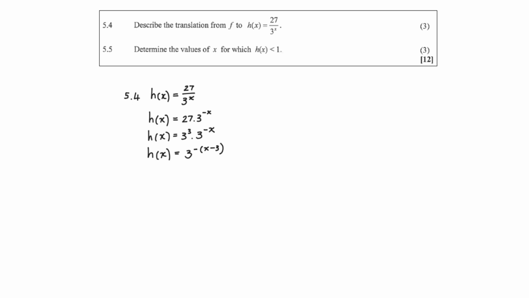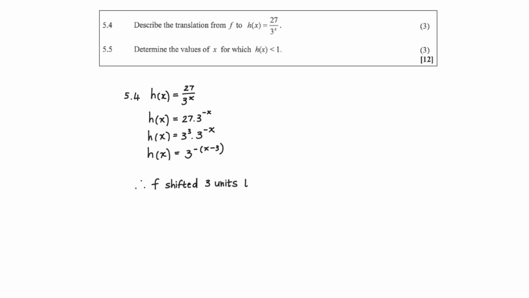There we have x minus 3. If you subtract 3 from x, it means that the graph was translated 3 units to the right. If you add 3, it means that it's translated 3 units to the left.